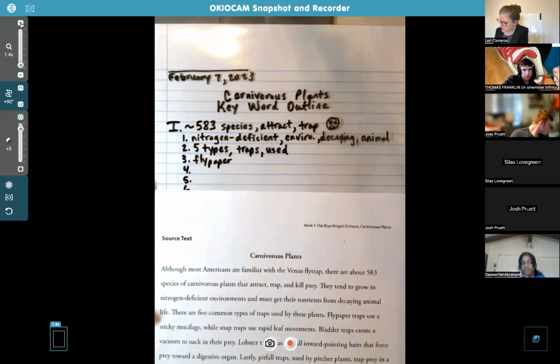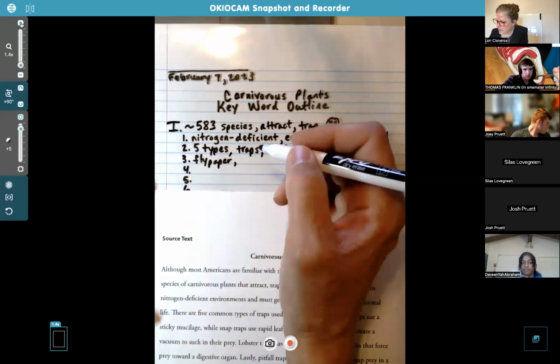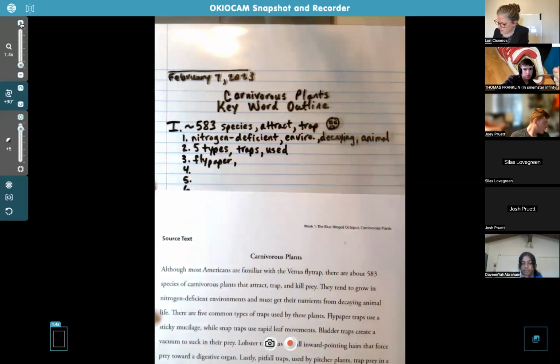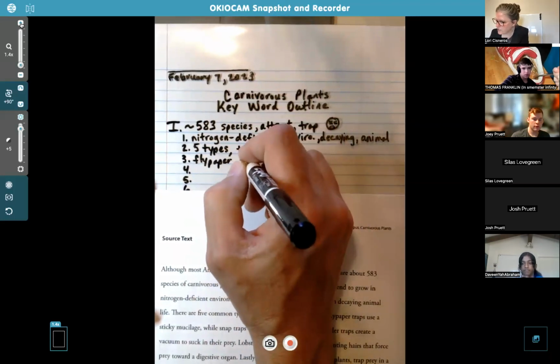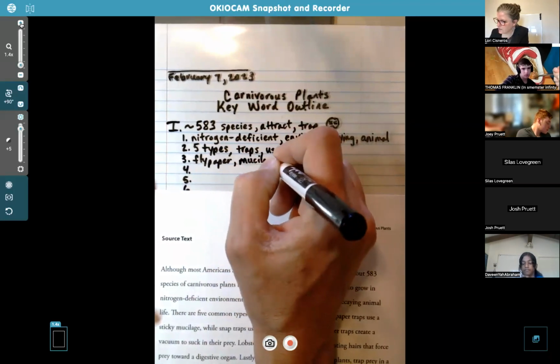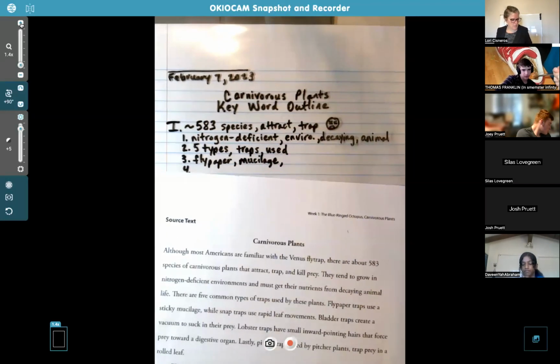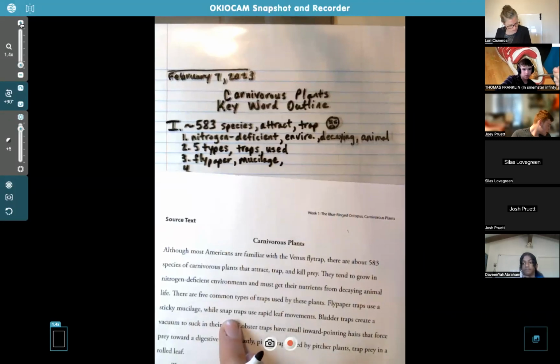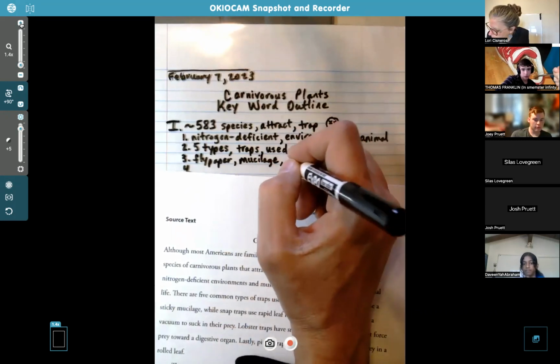And what about the flypaper? What do they use for the flypaper traps? Sticky mucilage. Yeah, so I think rather than using sticky, let's just use mucilage. Remember, it's like sticky mucus, basically. So we're talking about flypaper uses mucilage, and then what's another trap they talk about? Snap traps, yeah, so let's put snap.